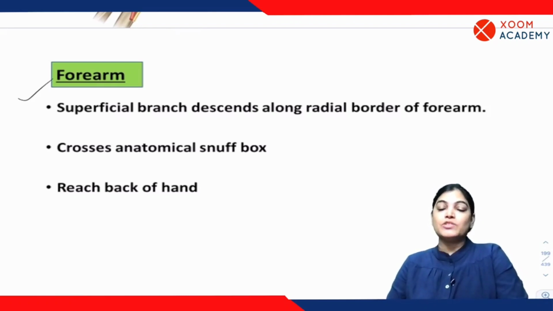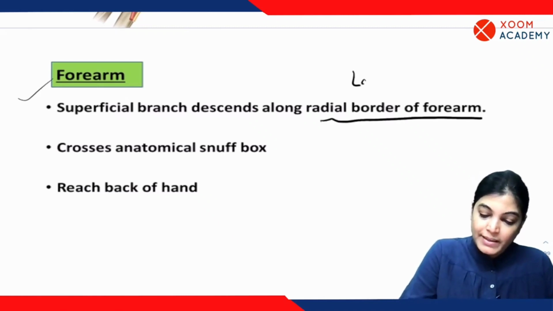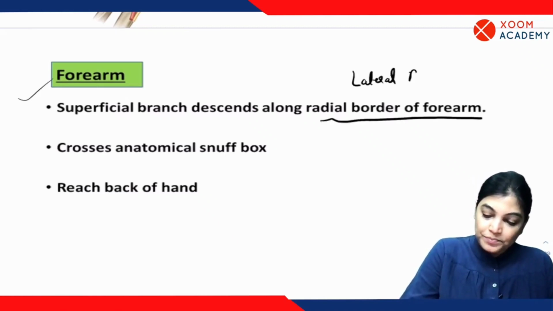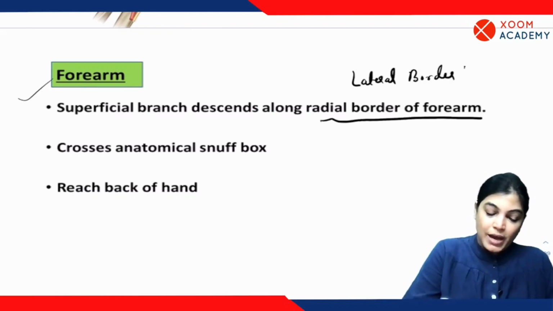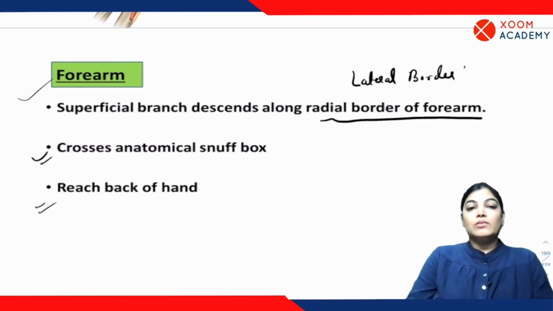If I talk about the superficial branch of the radial nerve, it descends along the radial border of the forearm. What do you mean by radial border? The lateral border of the forearm. It will cross the anatomical snuff box, and thereafter it reaches the back of the hand.